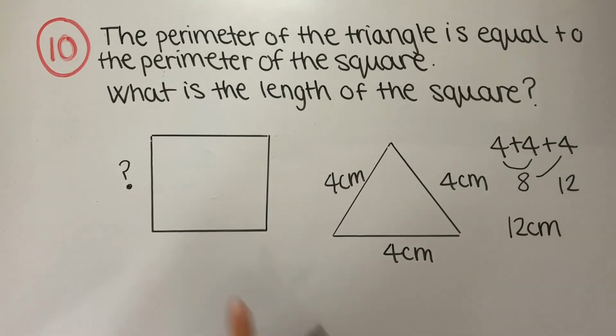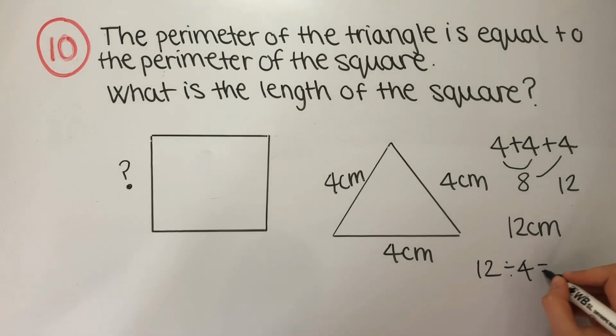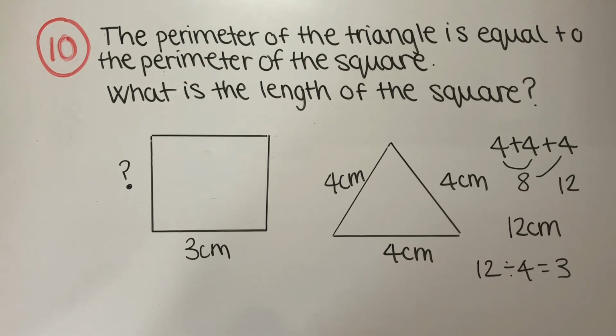Now we know that the perimeter of the square is also 12 centimetres. But our question is, what is the length of the square? So we are going to divide 12 by 4 to work out one side of the square. 12 divided by 4 gives us 3. That means that each side of our square is 3 centimetres. 3 centimetres is our answer.